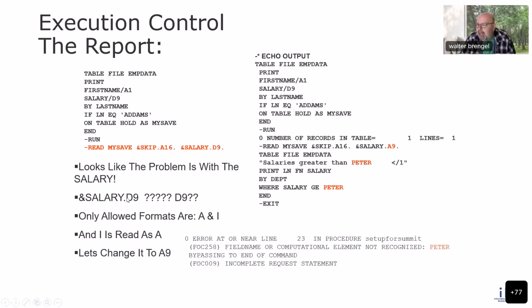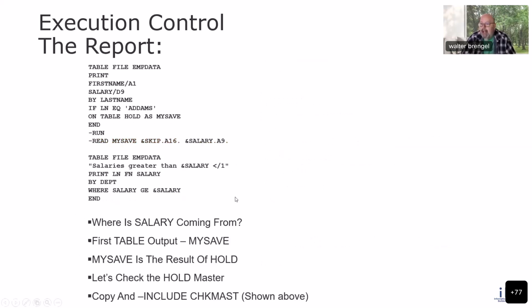All right, so we change it to an A9. We run it, and this is what we get. -READ, my save, skip, salary A9. Okay, everything's better. Now I have salaries greater than Peter. Whoa, whoa, whoa, what's going on here now? This is supposed to be a value. This is supposed to have the value that we're looking for. All right, so we get an error. Field name or computational element is not recognized, Peter. So let's see what's happening now. See, now this is why you should use the tools.